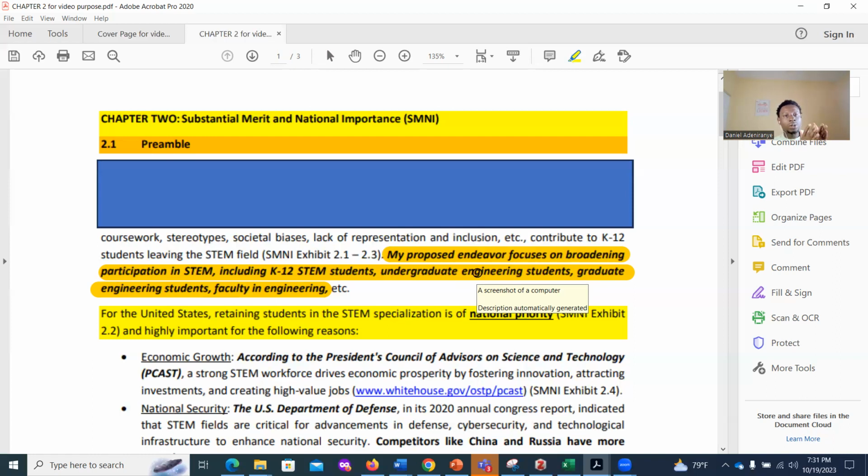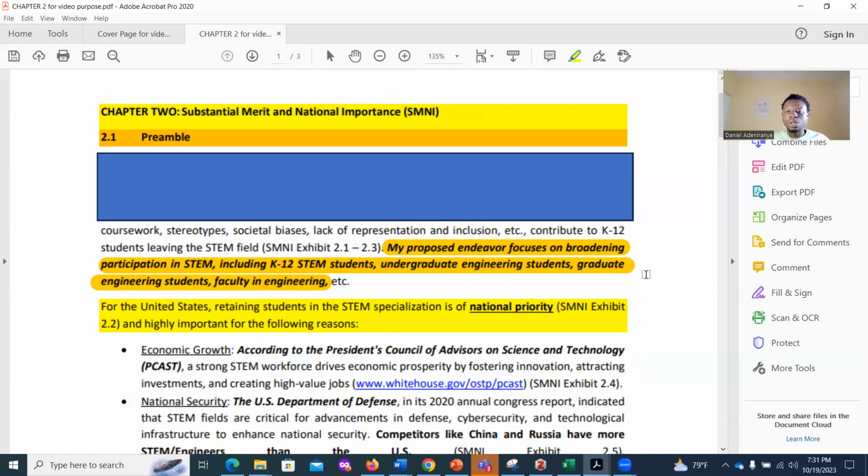So you are not just going to argue your substantial merit, but you also want to argue its national importance. And there are some ways of which you can go about this as well. One of it is, in your area of expertise that you are arguing on, you also want to probably check the internet, maybe Google, for example, to ask questions about your field.